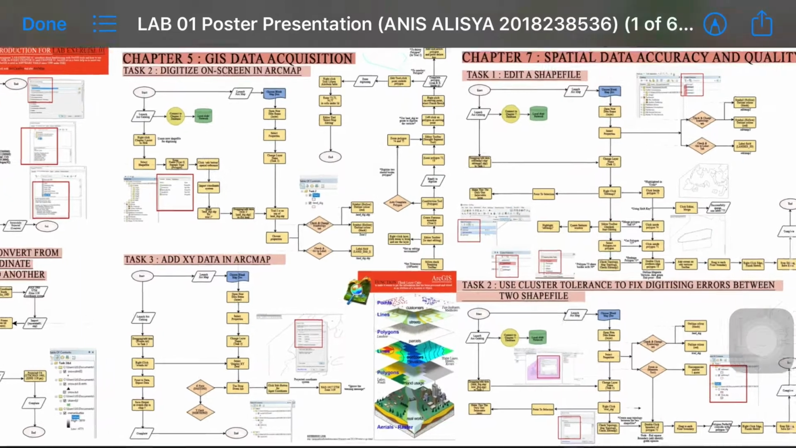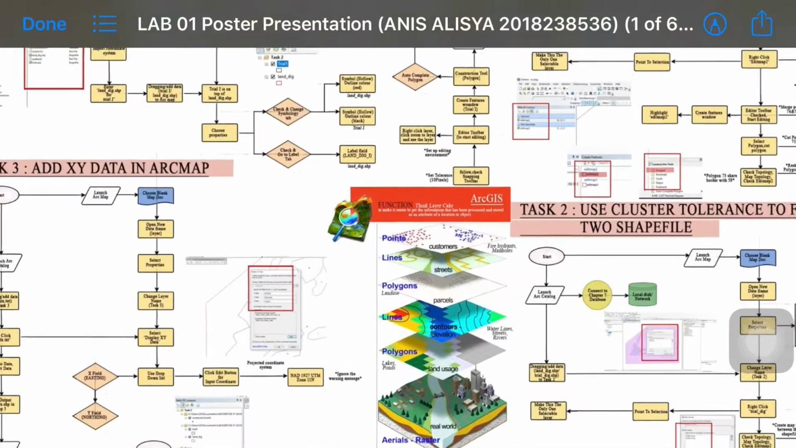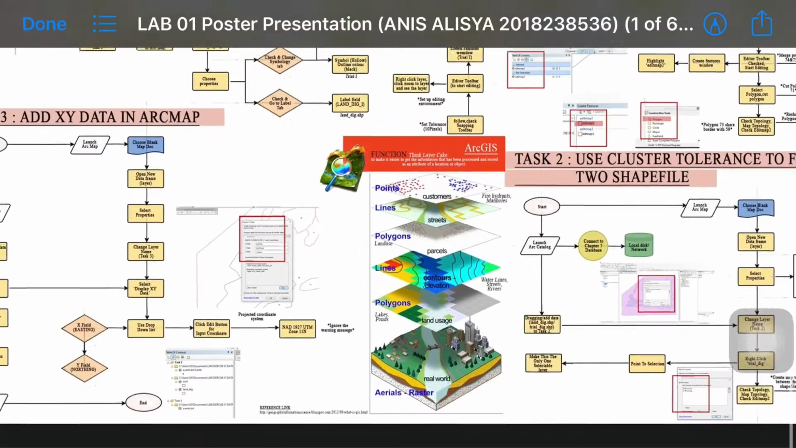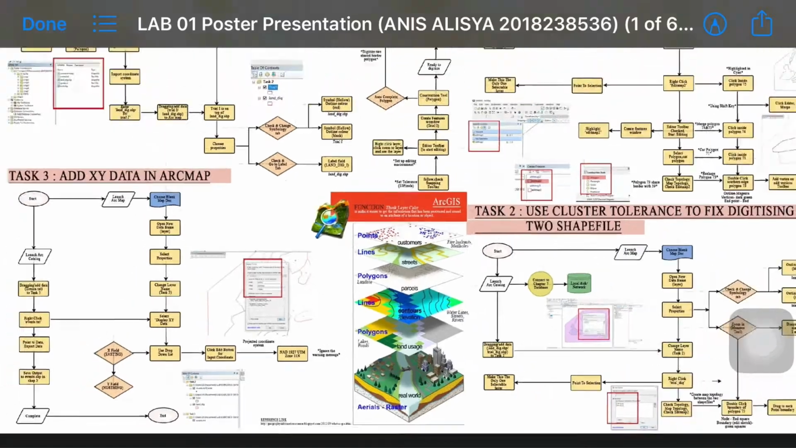So I added some notes in my flowchart for the ArcGIS functions. The ArcGIS function is more about the thin layer cake that I have learned from this software. There are some words such as lines, polygons, points. All these words represent land use, lakes, streets and rivers.